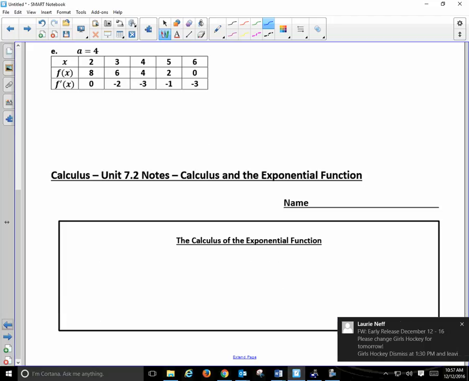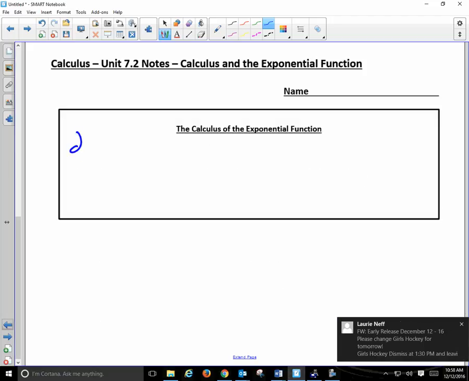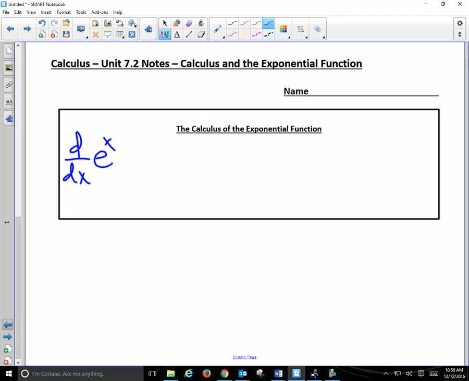It's pretty awesome because when you take the derivative of e to the x, you get e to the x times the natural log of e. Darren just said it. Do you remember what the natural log of e is? It's 1. So in other words, the derivative of e to the x is e to the x. It's a special function. The derivative of it is itself.